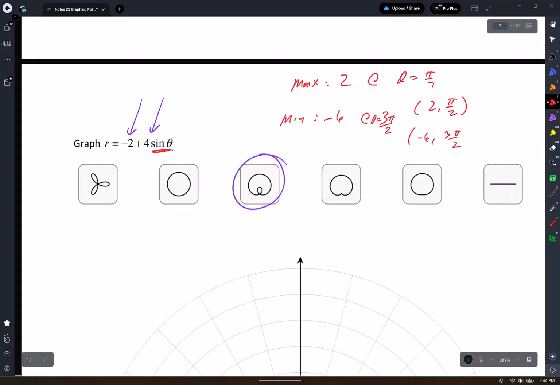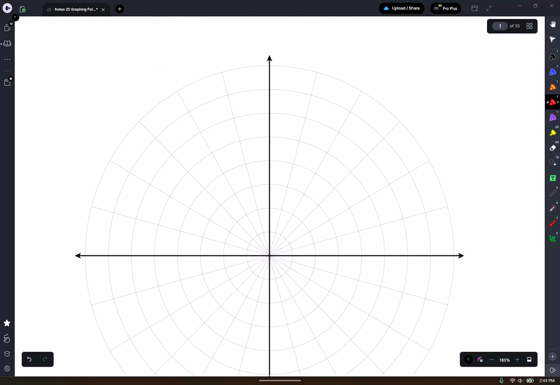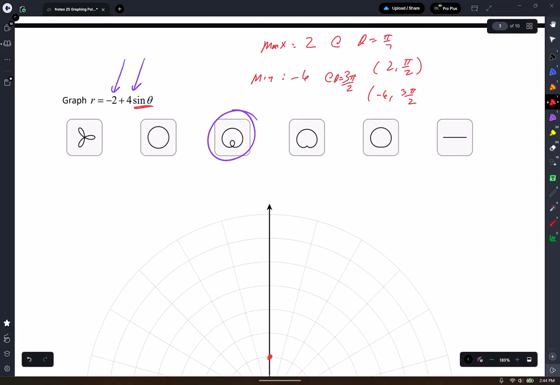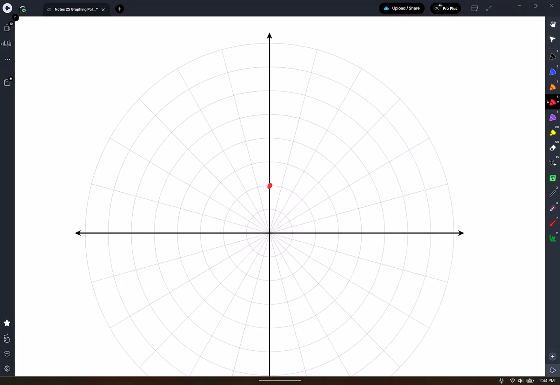Here's what you're going to do. You're going to come over here and you're going to graph this, pi over 2 comma 2. So pi over 2 comma 2, 1, 2 points. And then you're going to go 3 pi over 2 comma -6. So 3 pi over 2, -6. 1, 2, 3, 4, 5, 6. Boom.